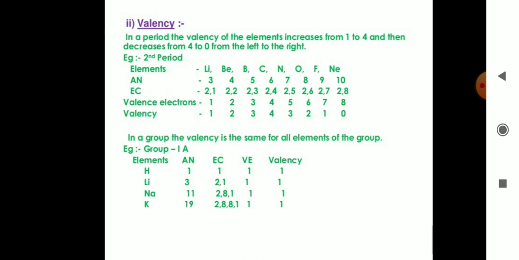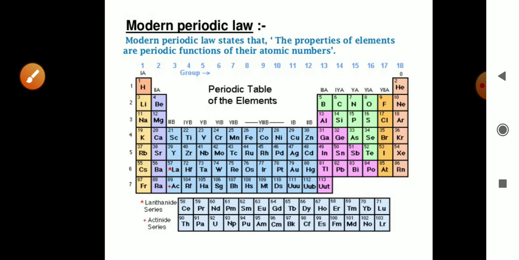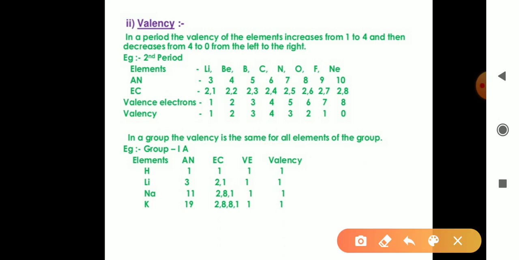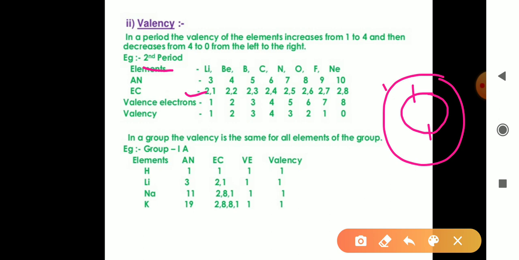Now check the example. So first example, group period number second. Elements are lithium, beryllium, boron, carbon, nitrogen. Same. Then atomic numbers we have seen. Then electronic configuration. Now we know that electronic configuration 2 1. That 2 1 indicate the first shell contain 2 electrons and second shell contain 1 electron. So this is 2 1. For beryllium 2 2, that is first shell contain 2, second shell contain 2. Boron 2 3, carbon 2 4, like that.